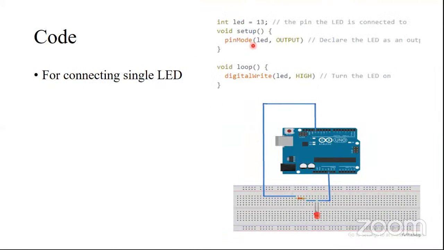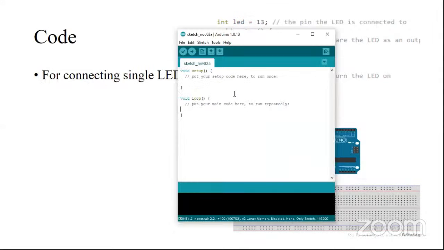Here we have two things: one is void setup and another one is void loop. I'm giving an integer variable name. This is actually a variable name, so instead of LED you can give anything equal to 13. Okay, let me just execute here.